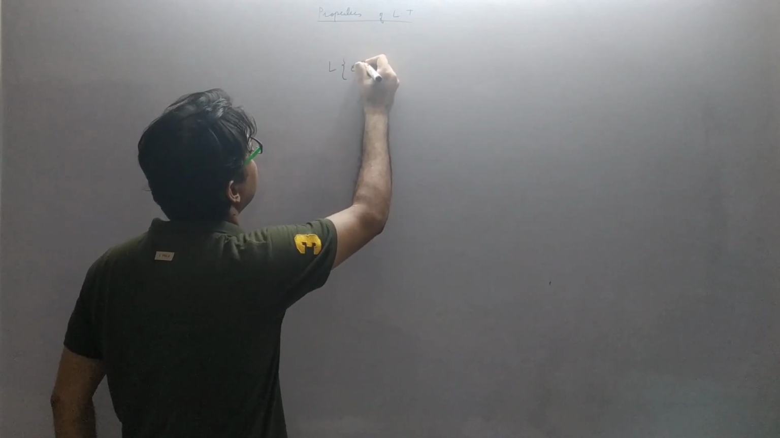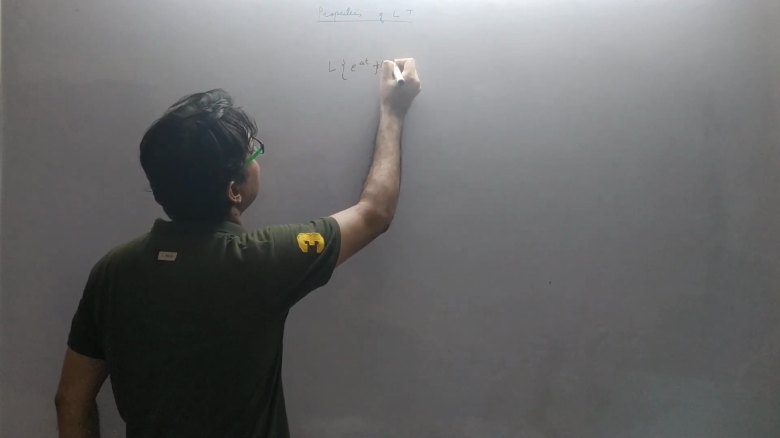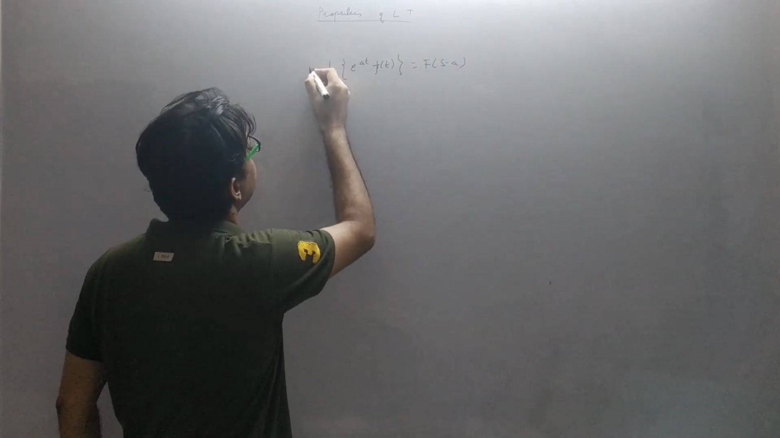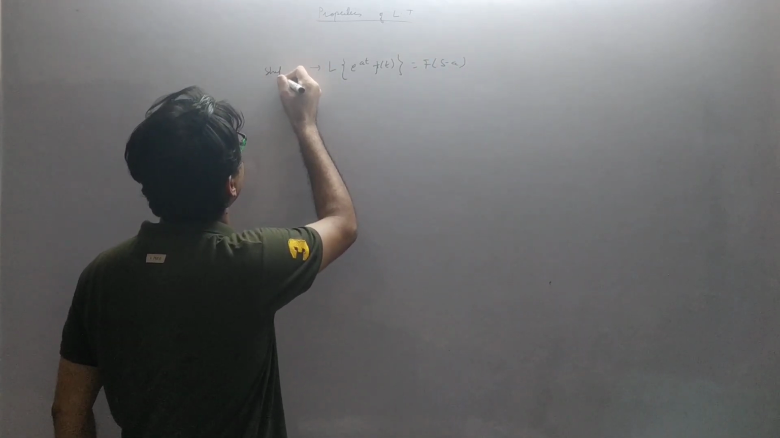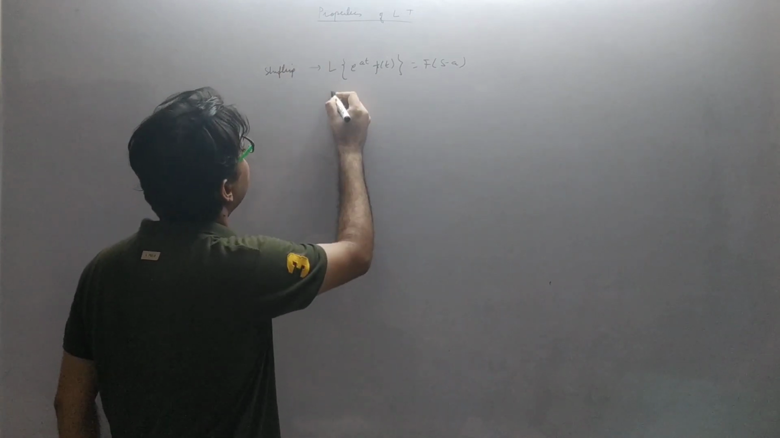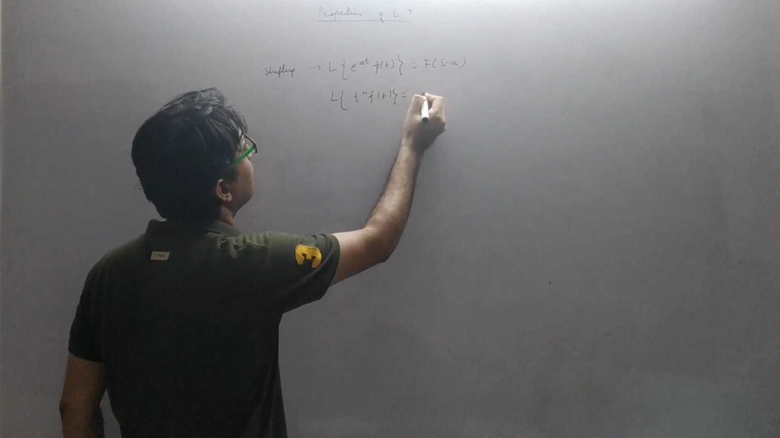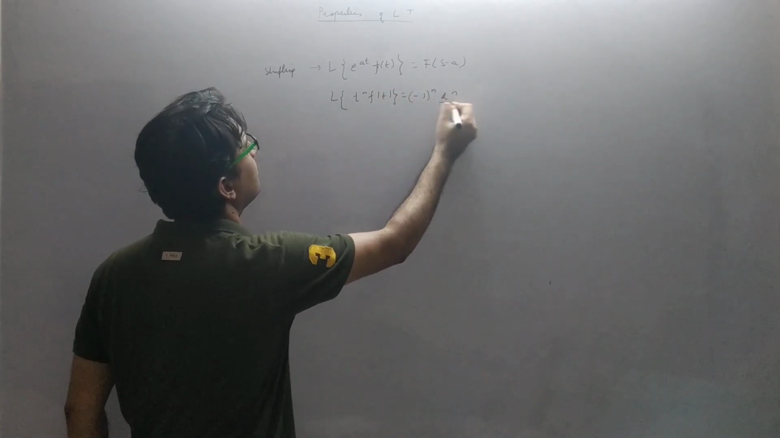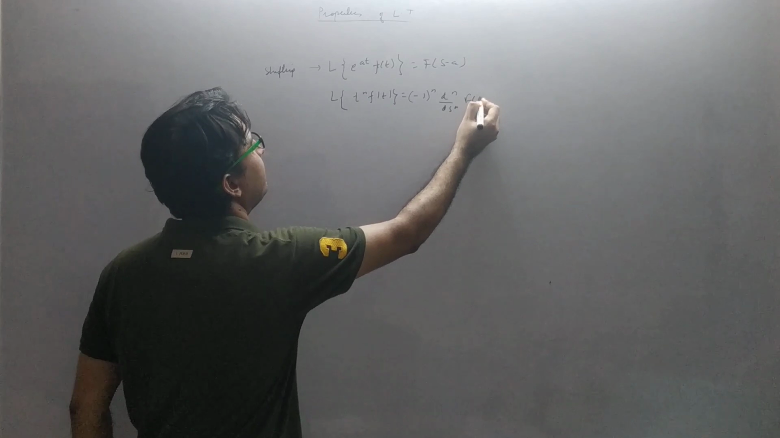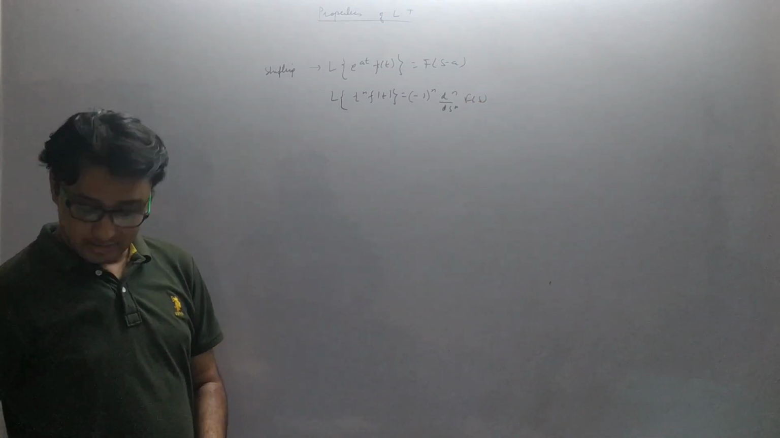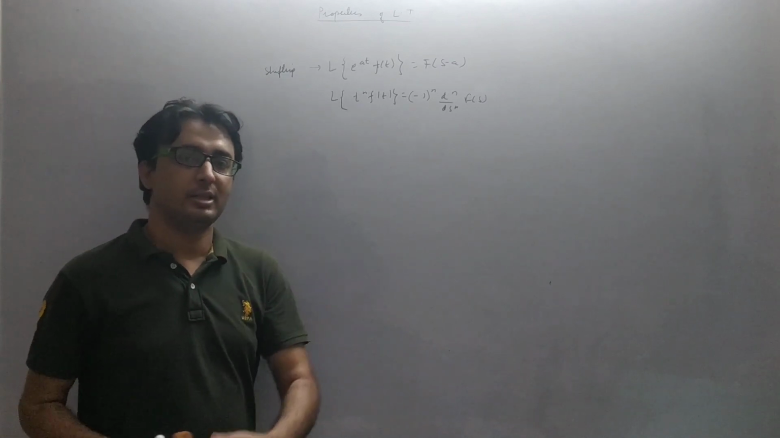Laplace transform of e to the power at ft is equal to f of s minus a. This was our shifting property. And we also learnt about time differentiation property. And we have also done two of the questions on this topic. Now we are going to derive other properties.